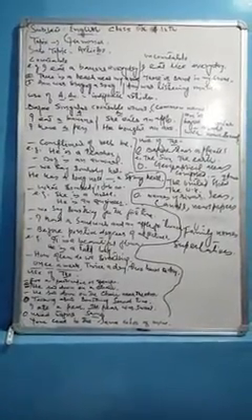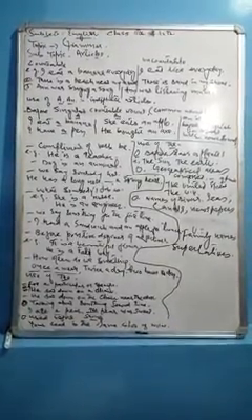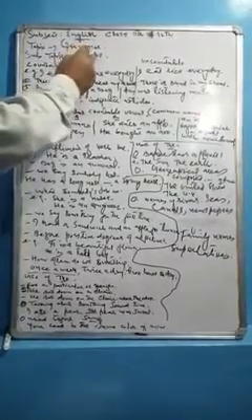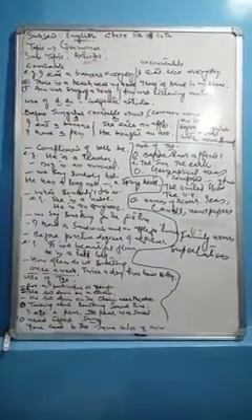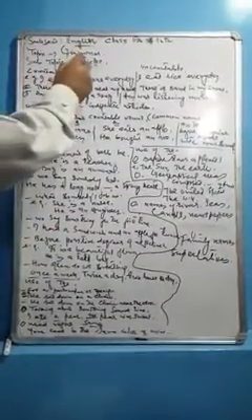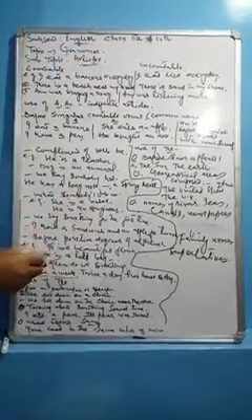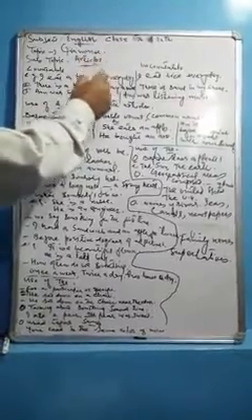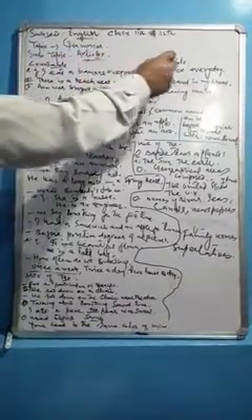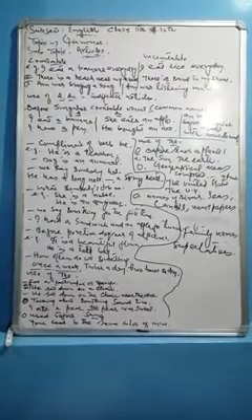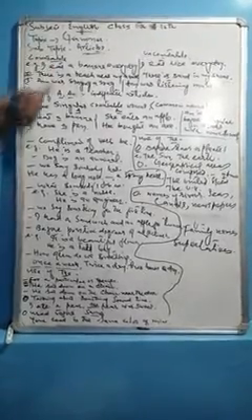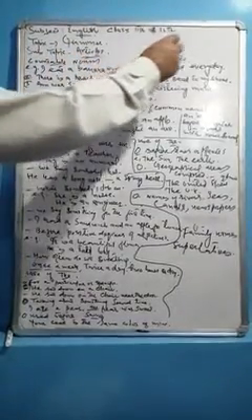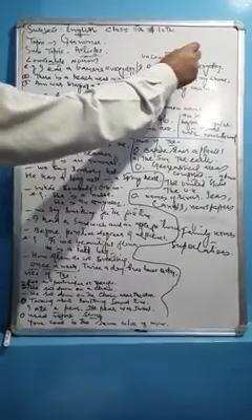Today our topic is grammar, from grammar, that is articles. And before discussing these articles, first of all, let us know about countable and uncountable nouns. What are countable nouns and what are uncountable nouns?